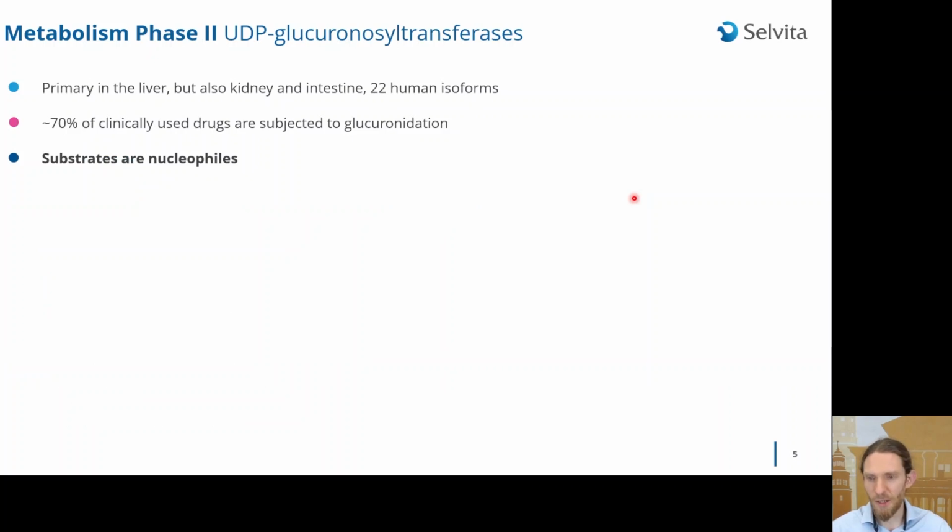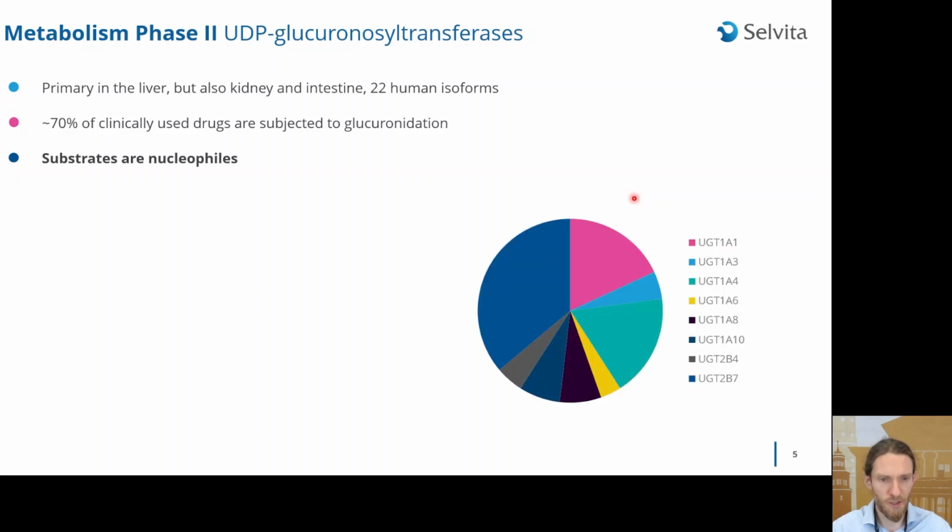These enzymes are found primarily in the liver, but also in the kidneys and intestine, with 22 human isoforms. As with cytochromes, the share of drug metabolism is not distributed evenly between these isoforms, with some of them taking a higher share of the drug metabolism. Up to 70% of clinically used drugs are subjected to glucuronidation, so this is a very common metabolizing route.